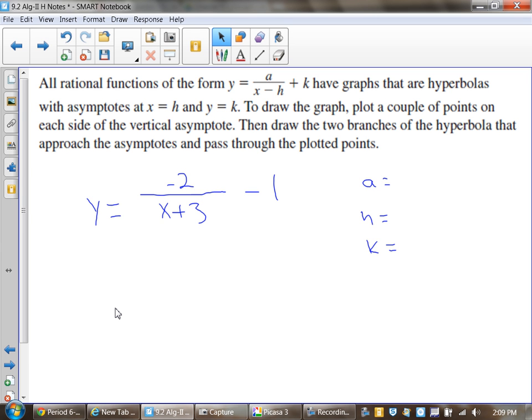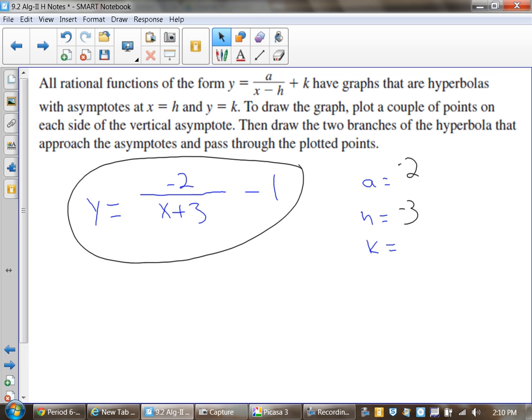Again, when I have a problem, y equals -2 over x plus 3, subtract 1, when I get that equation written in that form, the very first thing I always do is label a, h, and k. So if I look at this example here, what's my value of a? -2. What's h? -3, good. I knew that one came from you. And then what's k? -1.